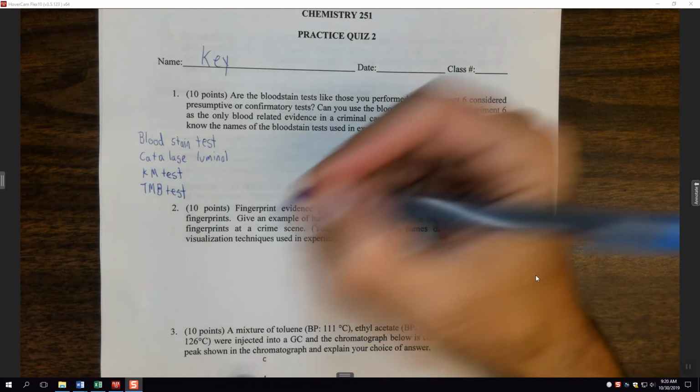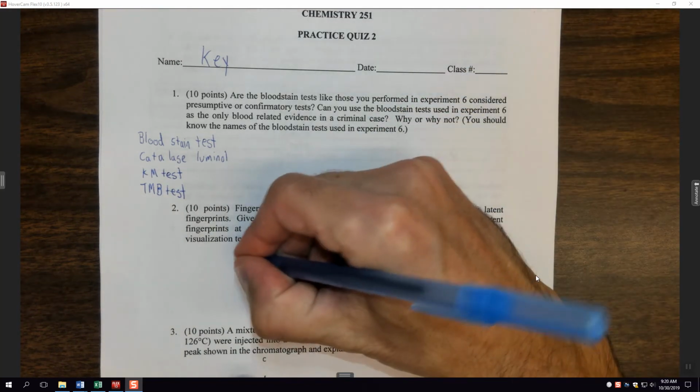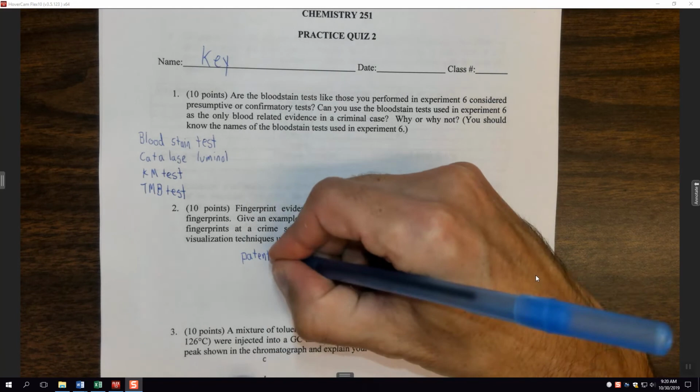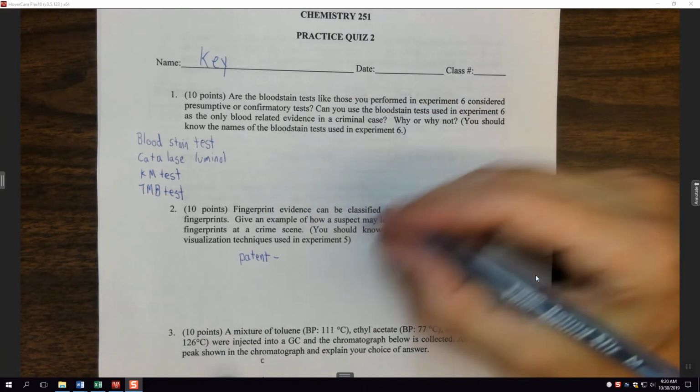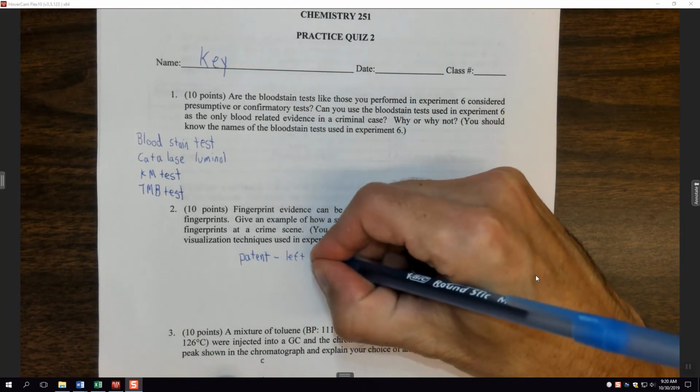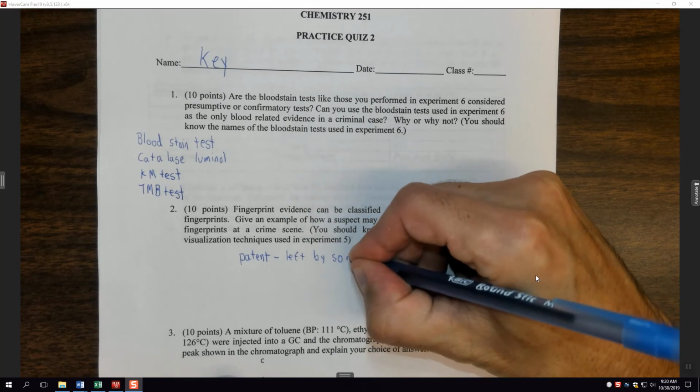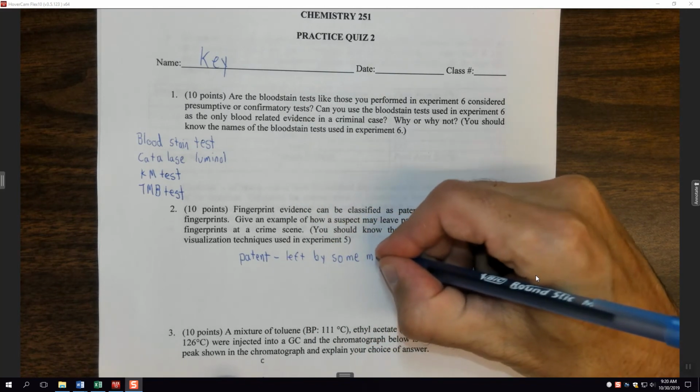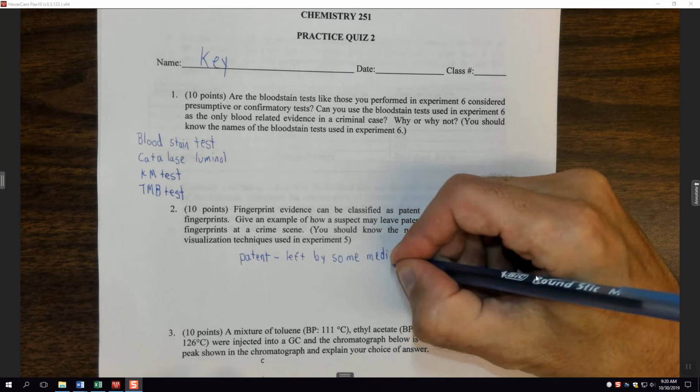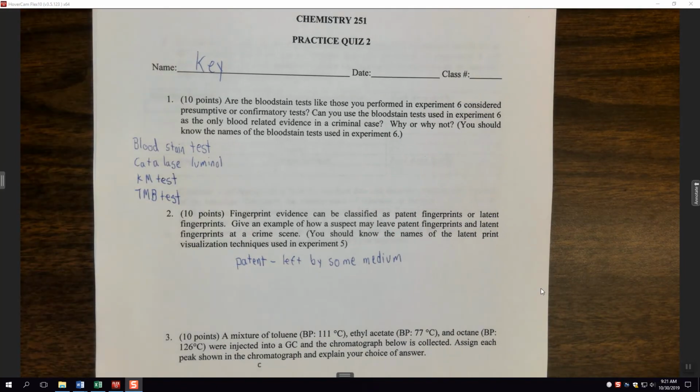So patent comes first. Patent fingerprints are left by some media. A common example of this in some crime scene would be blood. So if somebody has their hands in blood at a crime scene and then they touch something, they would leave prints like that. Another example of this would be when someone gets their fingerprints taken at the police station, right?